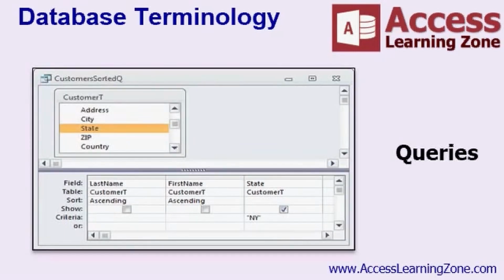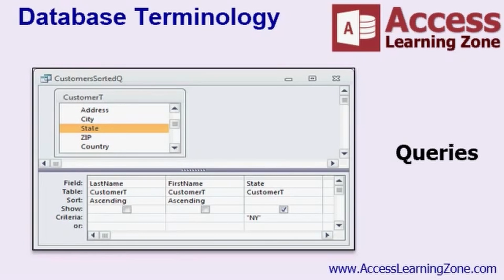Now, the data in your tables might not be stored in any particular order. You might have hundreds of thousands of records in your table, and the boss says to you, "I want to see a list of only customers from New York sorted by last name." That's what a query is used for. A query is normally used to display data in different ways. You can sort your data or apply criteria to only view specific types of data.